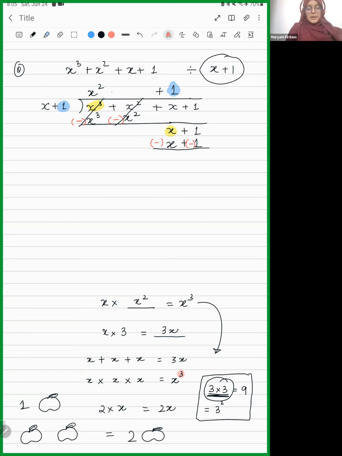What is x minus x? It is 0. And what is 1 minus 1? Again, 0. So the remainder is 0. And what is the answer? What is the quotient? X squared plus 1. Very good. X squared plus 1. Okay.